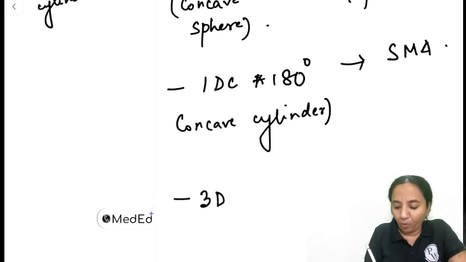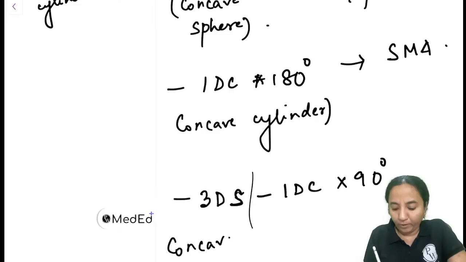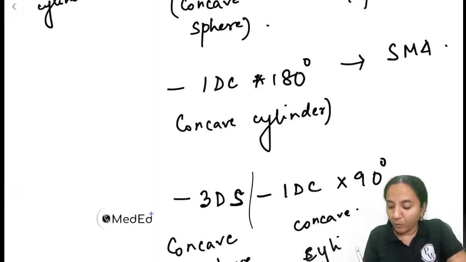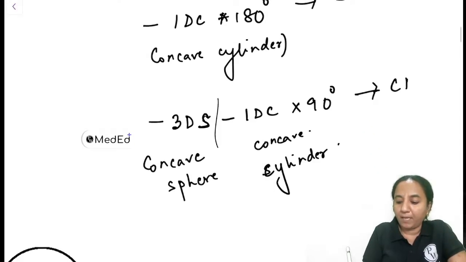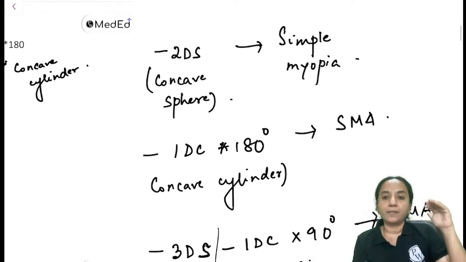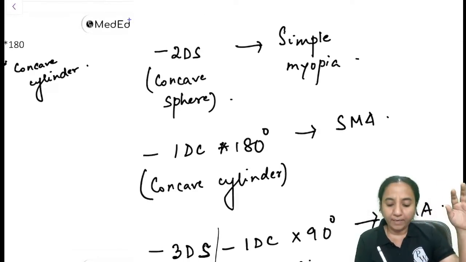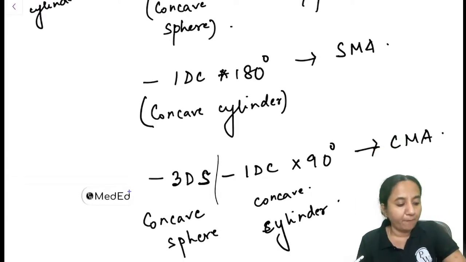Now, if we have a combination of both, as in this question, for example -3 sphere and -1 cylinder cross 90, we have both a concave sphere as well as a concave cylinder. This is CMA, compound myopic astigmatism. So if I have only a concave sphere, it is simple myopia. Only a concave cylinder, it is SMA. And both, it is CMA.